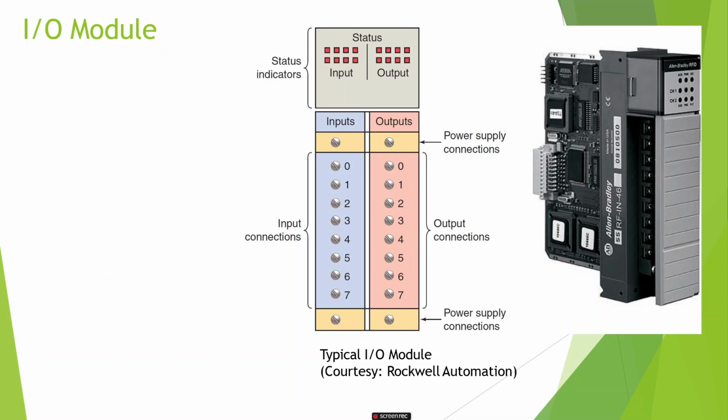Next is the I/O module. So this diagram shows the I/O module. The input and output interface modules provide the equivalent of eyes, ears, and tongue to the brain of the PLC, that is the CPU.